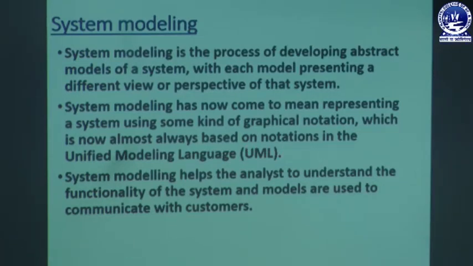System modeling is actually a kind of graphical notation that we use to represent the software or the system we are going to develop. The next point says system modeling helps the analyst to understand the functionality of the system, and models are used to communicate with the customer. So here we are using system modeling for two purposes. The first one is the analyst. We can give this system model to the analyst, then he can understand the functionality of a system.